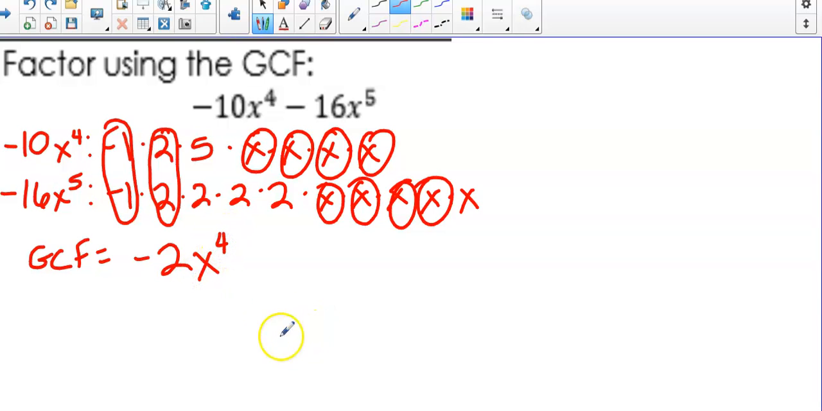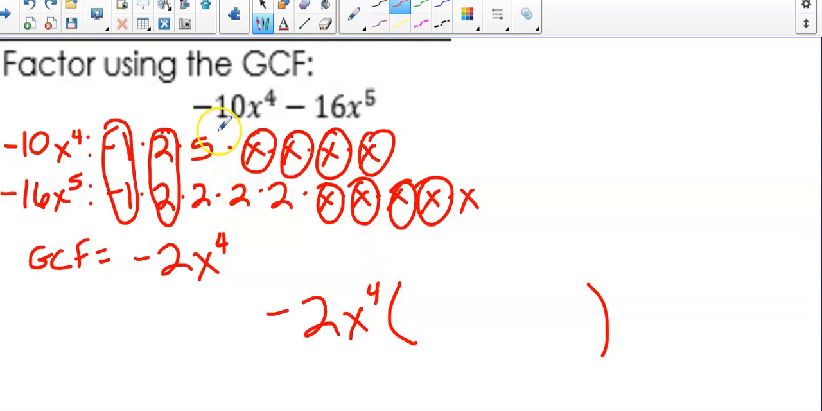So there's my GCF, so I'm going to bring that down out front, and then in parentheses, I can think of this two ways. I can either look back here and look at the ones I haven't used, or I can also think about dividing these by -2x to the 4th. So I could do -10x to the 4th divided by -2x to the 4th, either way.